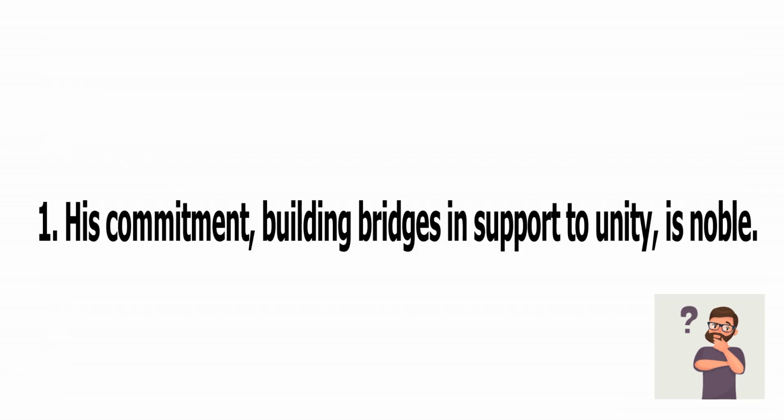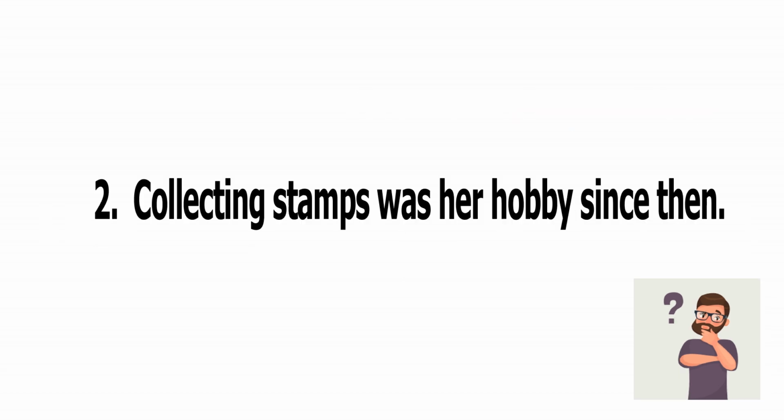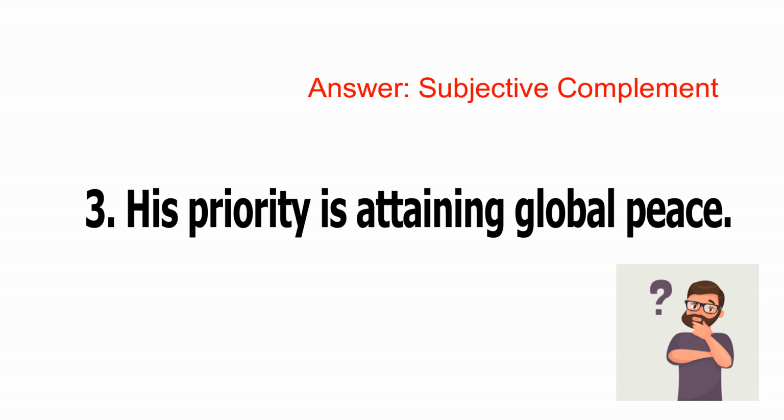Number 1. His commitment, building bridges in support to unity, is noble. The correct answer is appositive. Number 2. Collecting stamps was her hobby since then. The correct answer is subject. Number 3. His priority is attaining global peace. The correct answer is subjective complement.